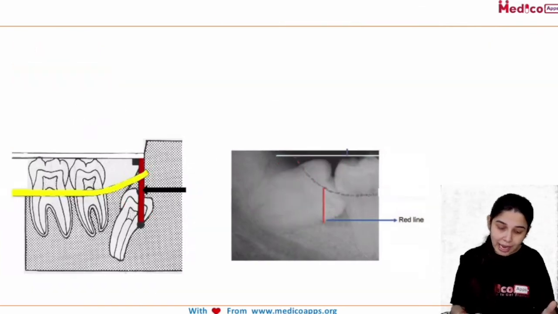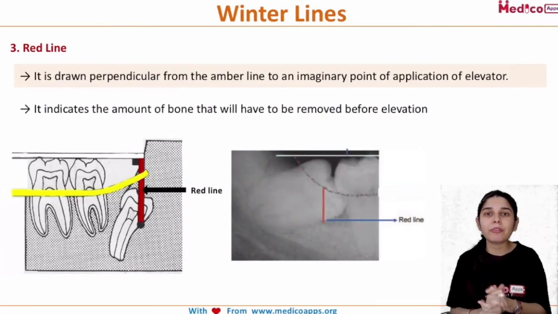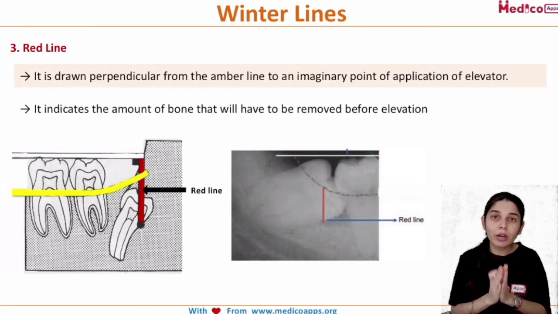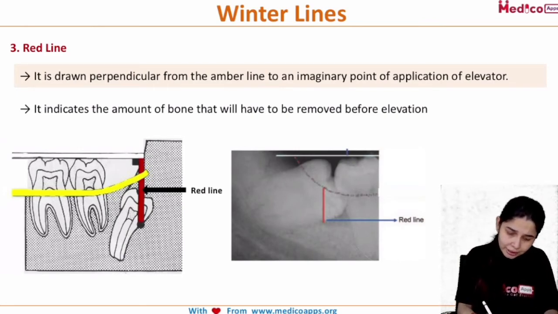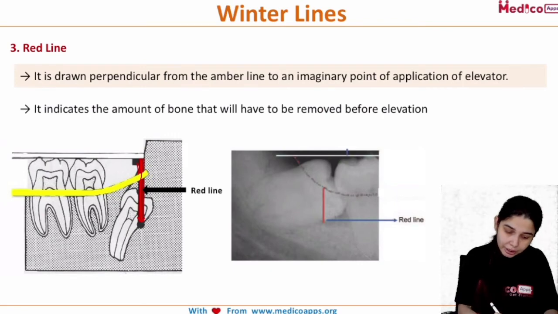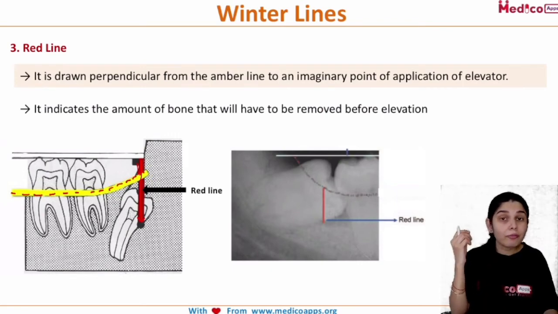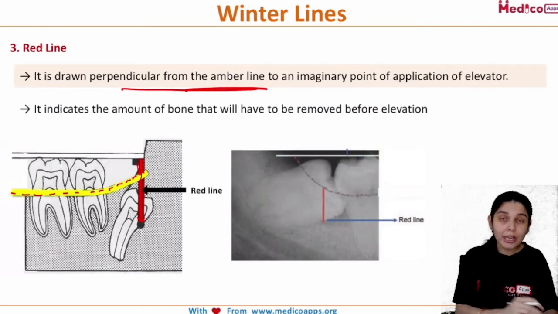With this, I am now going to move to the red line. Another question which can be framed is from the red line: what is it and how is it drawn? As you can see, as the name suggests, it is a red line which is drawn perpendicular from the Amber's line. Now this Amber's line I have already made you understand. So from where will you draw a red line which will be perpendicular to the Amber's line?